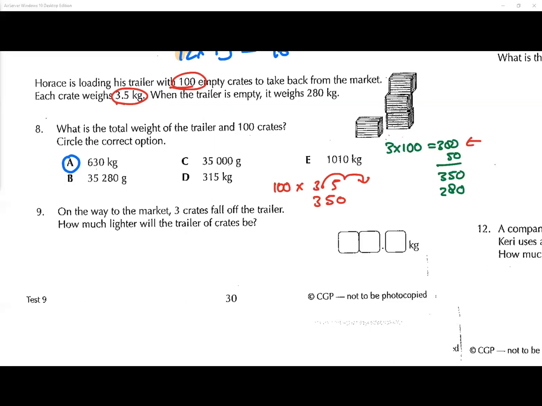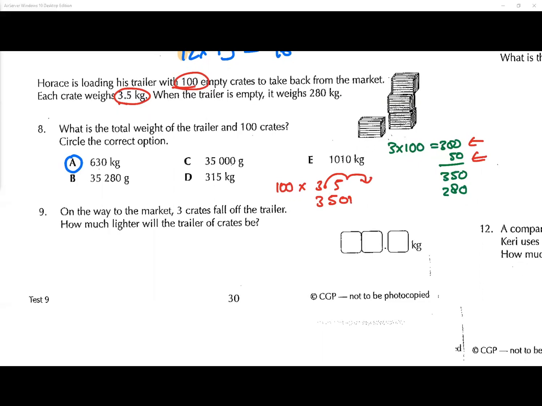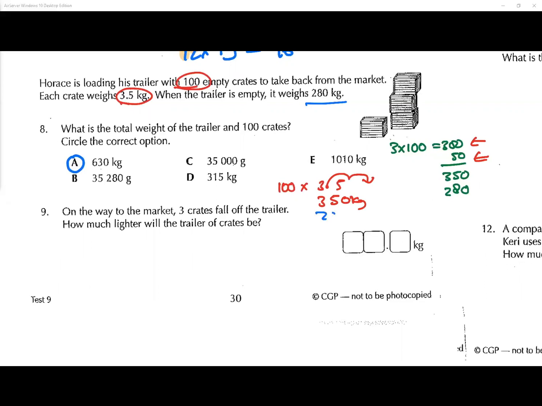So you've done 2 steps, which is fine. That's how you understood the question. That's lovely. But there's also the one-step method as well. So that gives you 350. Now what you want to add to that is the 280 kilograms of the trailer. When you add them together, that gives you 630, which is A. Fantastic. Okay, so there's 2 different methods for you there. Okay, Mara, thank you for that.